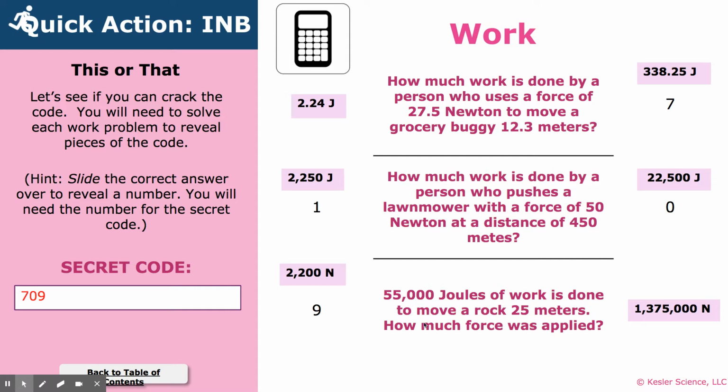Now the last one, it tells us that we have the amount of work. So we know we have 55,000 joules of work, and we moved it, so the distance is 25 meters. So we want to know how much force was applied. We have the amount of work. Well, if work equals force times distance, if we're solving for force, we're going to do work divided by distance. So I'm going to take 55,000 divided by 25 meters. And when I do that, I get 2,200 newtons. And so my secret code number is 9. So your secret code should be 709.